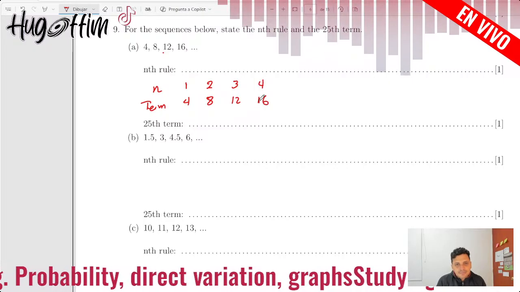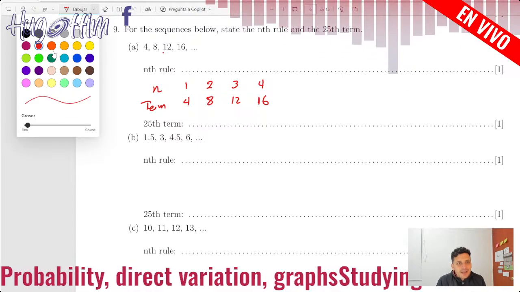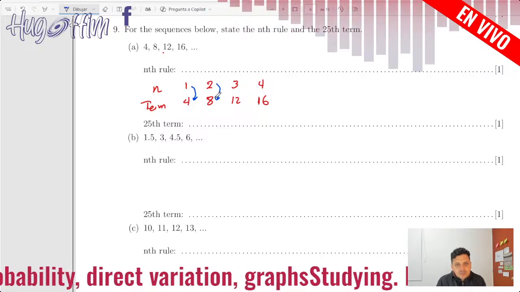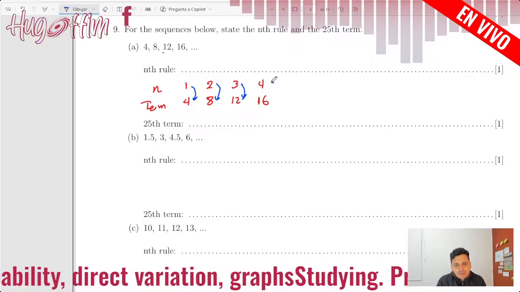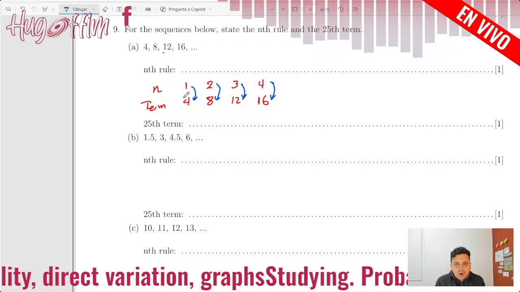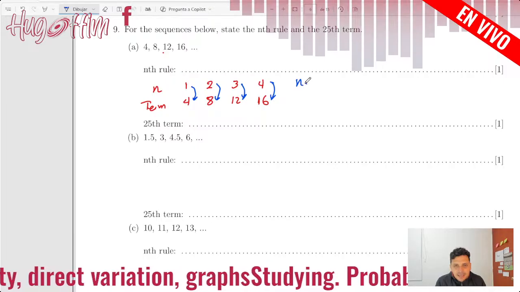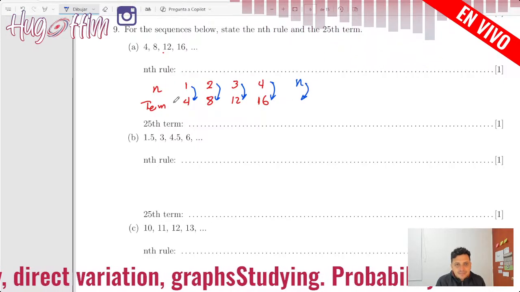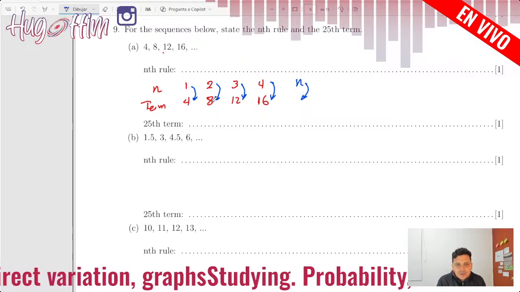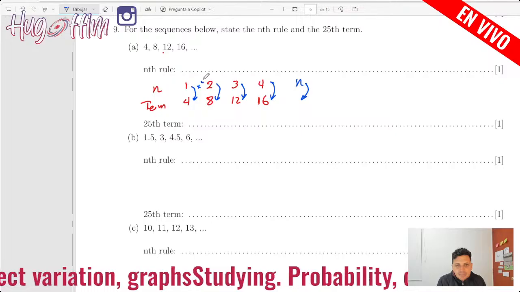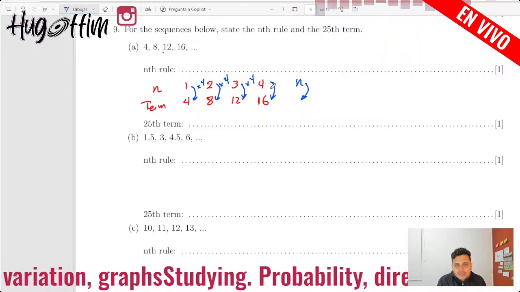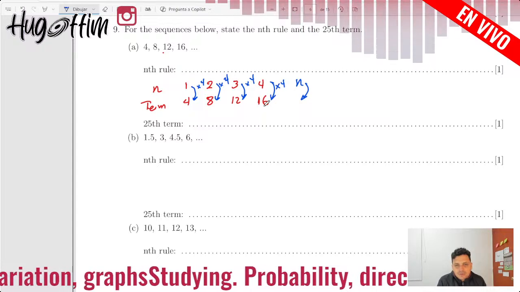is 16. And there must be a way in which I can pass from this 1 to this 4, from this 2 to this 8, from this 3 to this 12, from this 4 to this 16. Is there a way in which I can operate on n to get the answer? Now, if you observe carefully, in this case, you're just multiplying by 4. 1 times 4, 2 times 4, 3 times 4, 4 times 4.